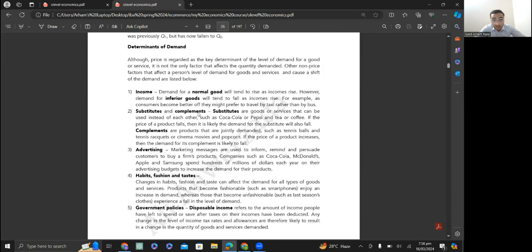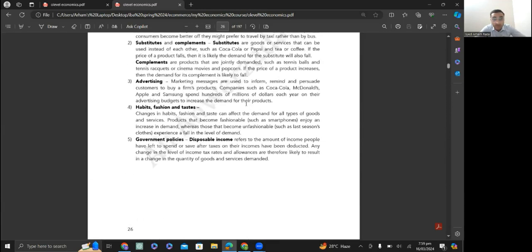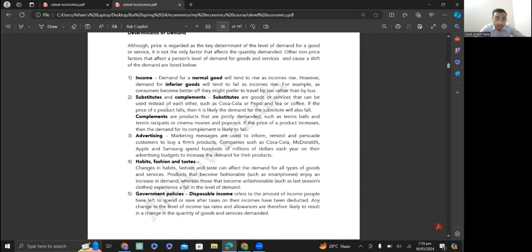Now, determinants of demand. There are 5 determinants provided over here, which are income, substitutes and complements, advertising, habits, fashion and tastes, and government policies. Income, for example: for a normal good, when the income rises, the demand for a normal good will rise. And when the income rises, the demand for an inferior good will fall.